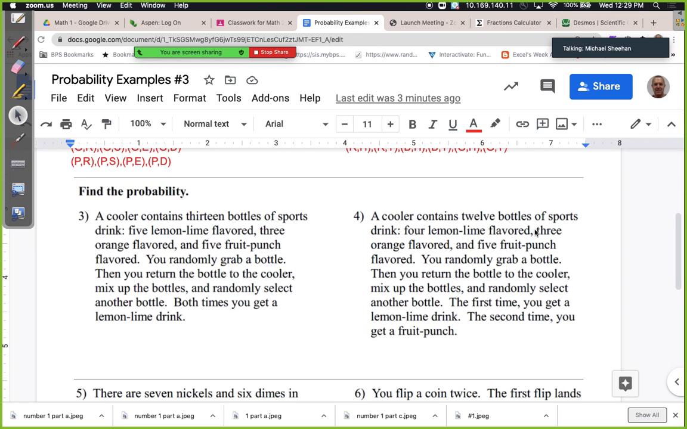A cooler contains 13 bottles of sports drink, 5 lemon lime, 3 orange, and 5 fruit punch. All right, they did the addition for us. 5 plus 3 plus 5 is 13. All right, we randomly grab a bottle. Then we return the bottle to the cooler. We mix up the bottles and randomly pick another bottle. I want to know what's the probability I get lemon lime both times.